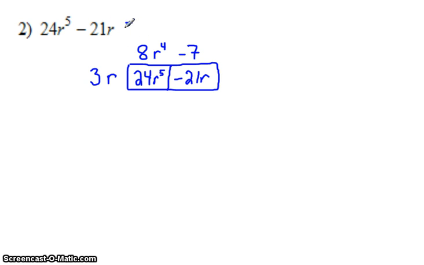So my answer, factored form, is going to be 3r times the quantity 8r to the 4th minus 7. And that's it. And again, the check is right here. So this is all the work you need to show.